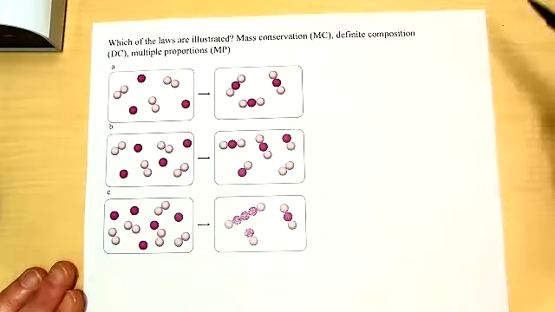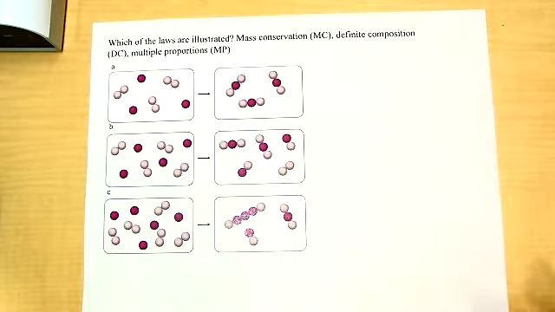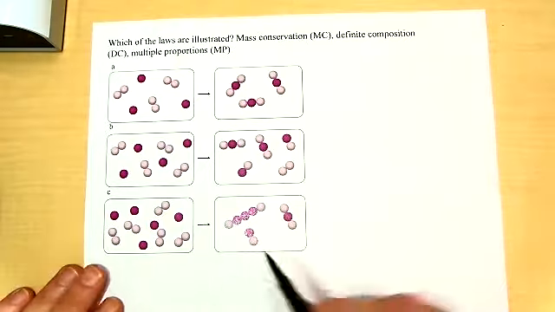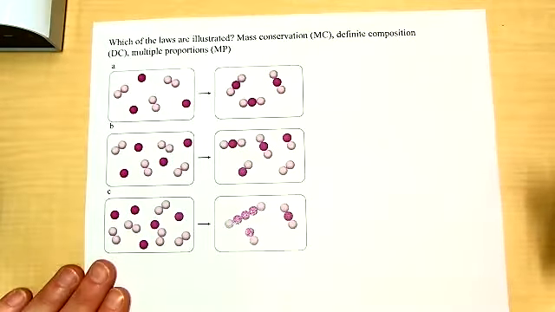The law of definite composition states basically that the elements will form compounds when they react together, but that the ratio of the elements needs to be whole number ratios. And then the law of multiple proportions states that in some instances, you can form different proportions of those elements together in the compounds. So let's look at these three different scenarios and try and figure out what's going on.